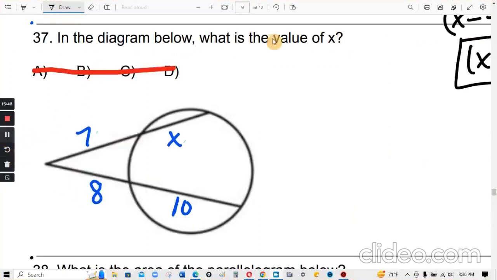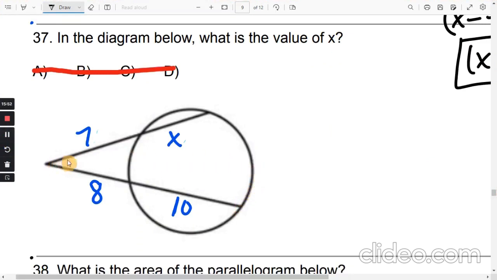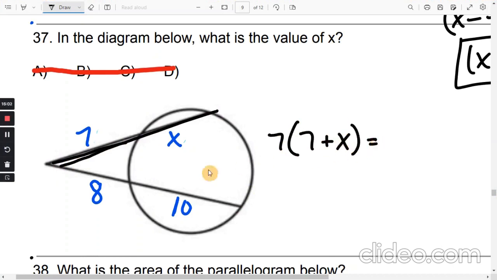In the diagram below, what is the value of x? Okay, we have 7 times the whole thing, which is 7 plus x, and that equals 8 times the whole thing, which is 8 plus 10, or 18. I'll just write 8 plus 10 for now.